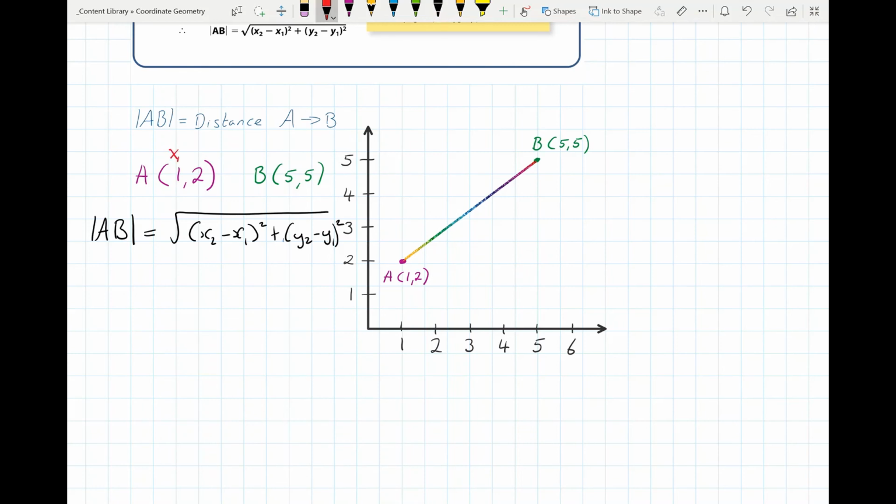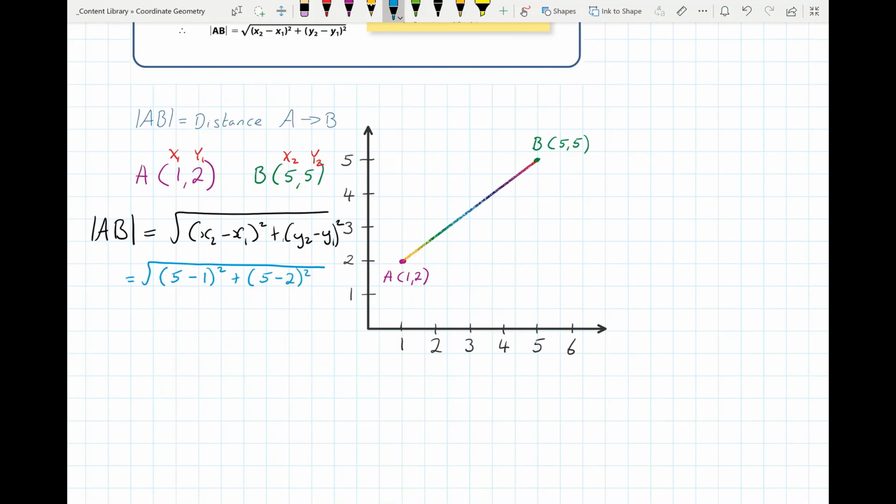Be really careful that they are labeled correctly. That is a common error, and it'd be such a shame to make an error there when you have all your subbing in and calculations correct. And now we can fill in those values into the formula. And don't forget to include your square root sign as well. So x2 is 5 minus x1 is 1 to be squared, plus y2 is 5 minus 2 to be squared.